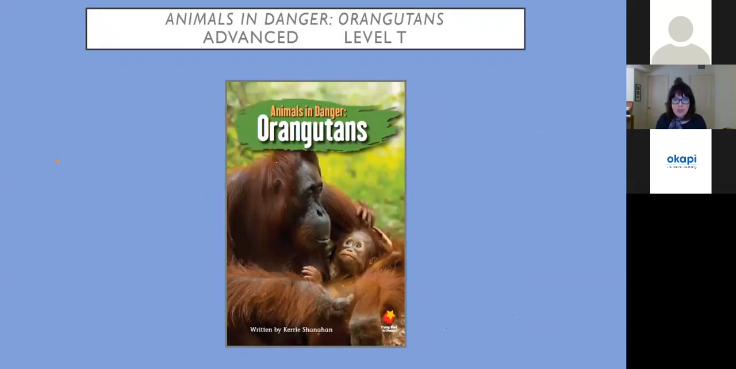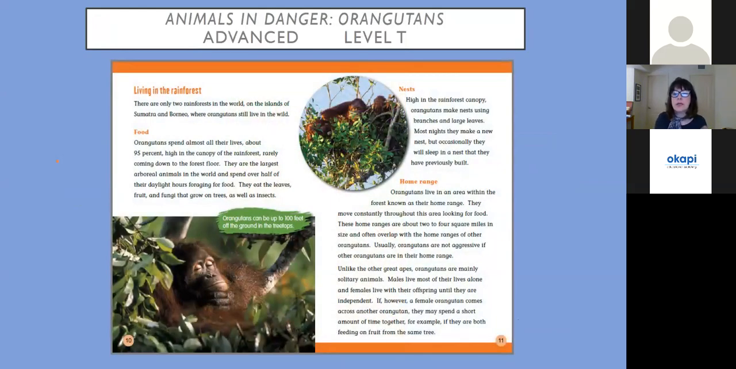So here's the text, just going to see them reading. The book is called Animals in Danger, Orangutans. And in this book, the kids are thinking about what they're learning about orangutans. And this book has 3 sections. The first section describes the orangutan's life. What are orangutans? What do we know about them? And that's where this particular page comes from.